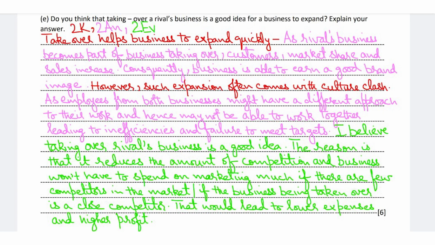So now let's see the reason. The reason is that it reduces the amount of competition, and business won't have to spend on marketing much. Of course, because your close competitor might not be your competitor any longer, because now it's your own business. It has become part of your business. So you might not have to spend much on marketing like advertisement.